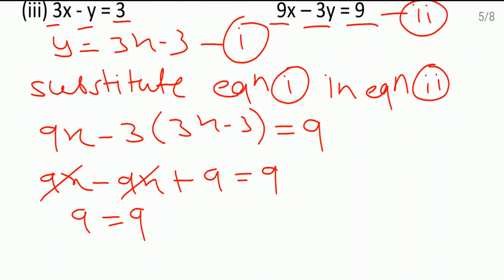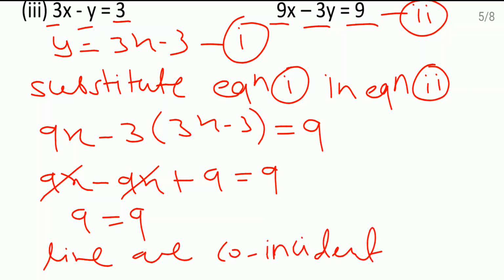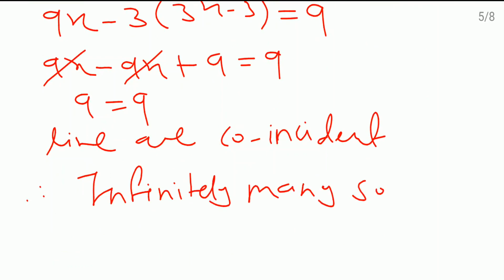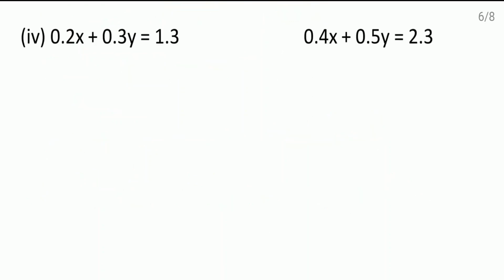It means that these two lines have infinitely many solutions. So we cannot get only one solution just like that. Correct? So we have to leave this question here itself. Here we just need to write down lines are coincident. Therefore, infinitely many solutions. Correct? Come to the next one now.